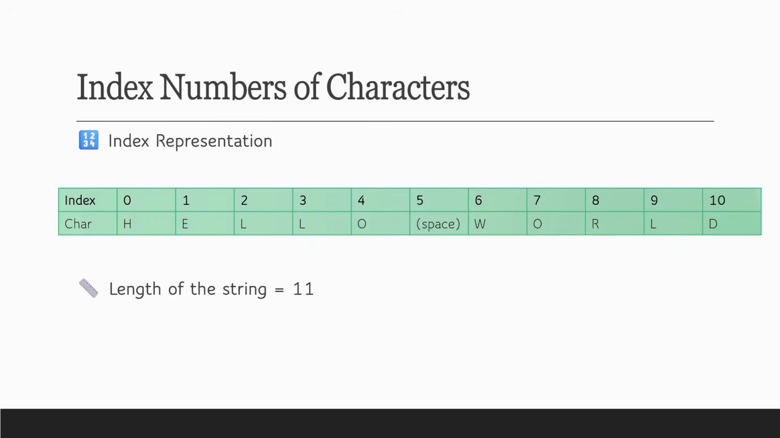Index numbers of characters. Here you can see the index numbers assigned to each character. The letter H has index 0, E has index 1, and so on. The space between hello and world is also counted as a character. The total length of this string is 11.